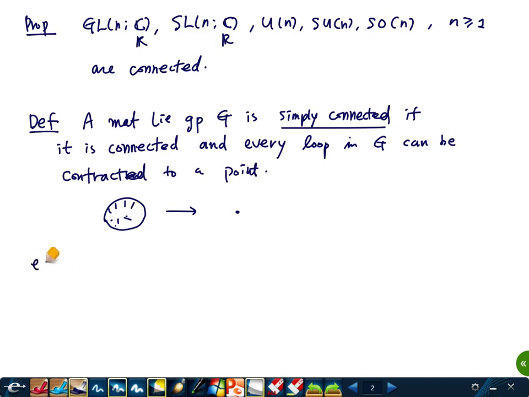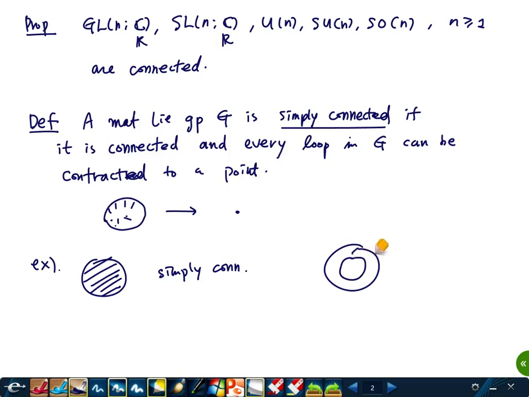So for example, the disk is simply connected, but this ring is not simply connected. Because no matter which loop you have in the disk, you can always contract it to a point inside this space. But in the ring, if you have this loop, you cannot contract it to a point inside this space. So it's a typical example of a space that's not simply connected.